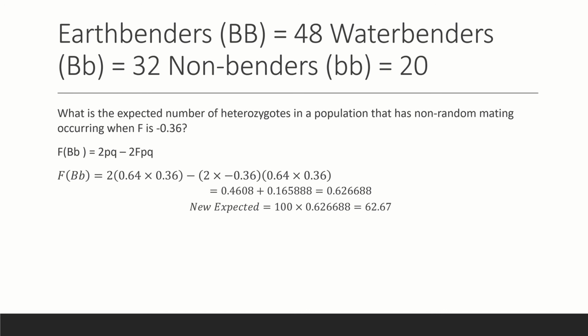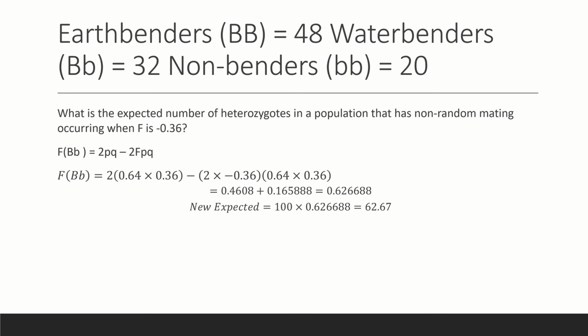So in this problem, F is negative 0.36. So we're going to plug and chug all these numbers into the equation that we were given. So the frequency of the big B allele was 0.64 and the little b allele q was 0.36. And this should give us a frequency of heterozygotes of 0.626688. And to find the new number of expected heterozygotes, we're going to multiply the population number, which is 100, times that frequency, and that gives us 62.67, and that's an increase in the number of heterozygotes.